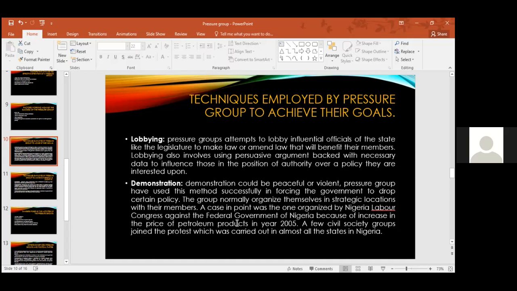Now when we say demonstration, a demonstration can be peaceful, it can be violent. A peaceful demonstration is just a simple demonstration, such as probably a peaceful protest where people just walk with placards and no violence. Another example of peaceful demonstration is maybe on a Twitter space where people just talk about a particular issue, and they try to convince the government to do something about that issue. Those are examples of peaceful demonstration. But when we say violent demonstration, this is the one that involves violence.